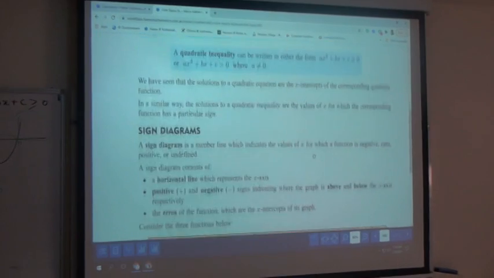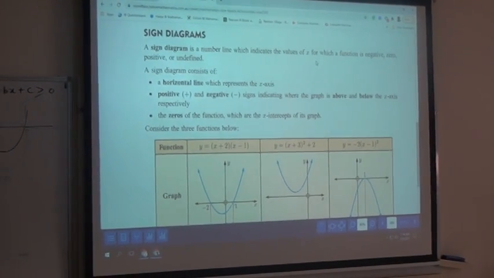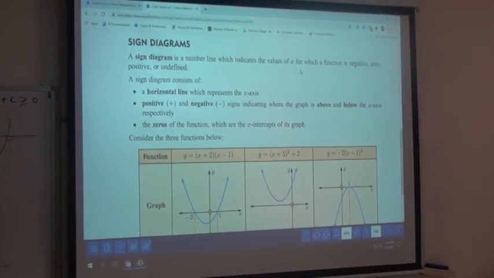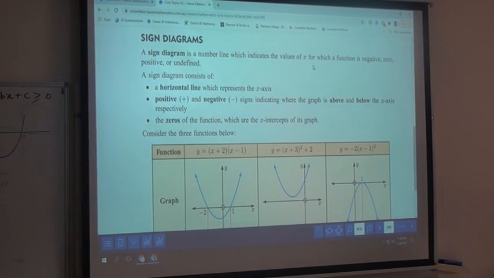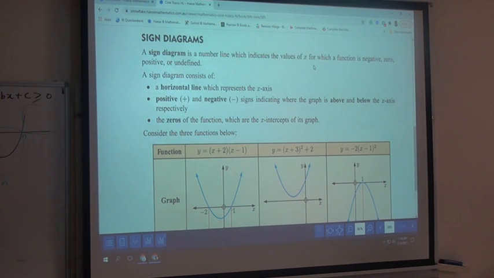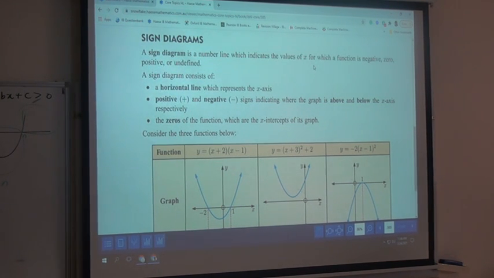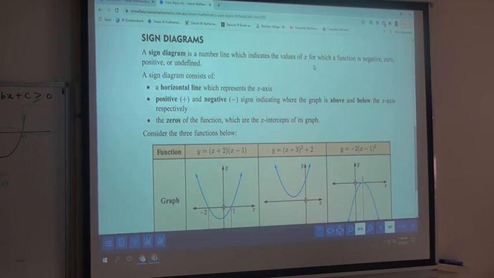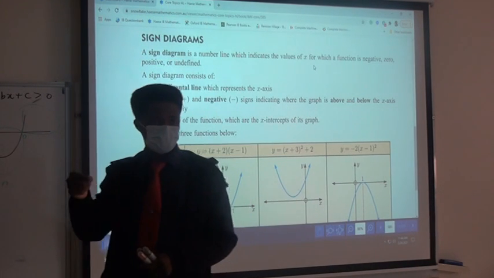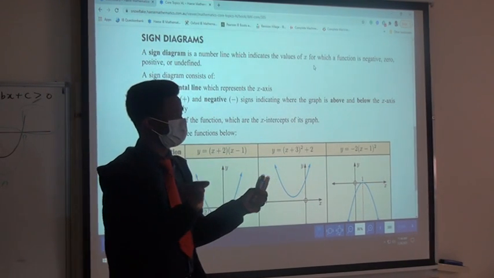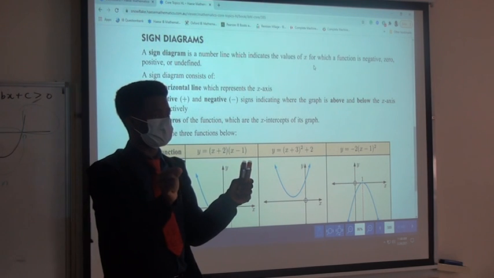We know what a sign diagram is. It is simply a straight line representing your x-axis and tells you the sign of the value of y on the function. Within this interval, will I get positive number, negative number, or 0? We all know that a function is 0 when it crosses, isn't it? That is the solution. So you only have the 0 and the solution. Understand? Which is where it crosses.